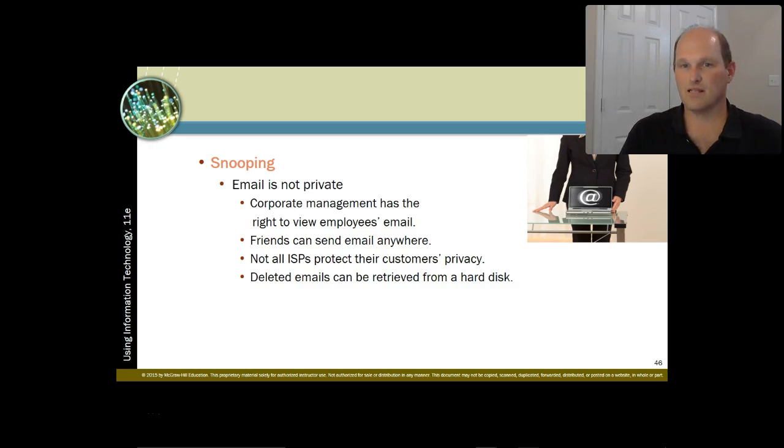Friends can send email anywhere, and not all ISPs protect their customers' rights and privacy. Deleted emails can still be retrieved from a hard disk, and you got to remember that emails are always saved in 4 different locations. It's saved on the sender's computer, on the sender's email server, on the receiver's email server, and also on the receiver's computer. So there's 4 different locations that email can go.